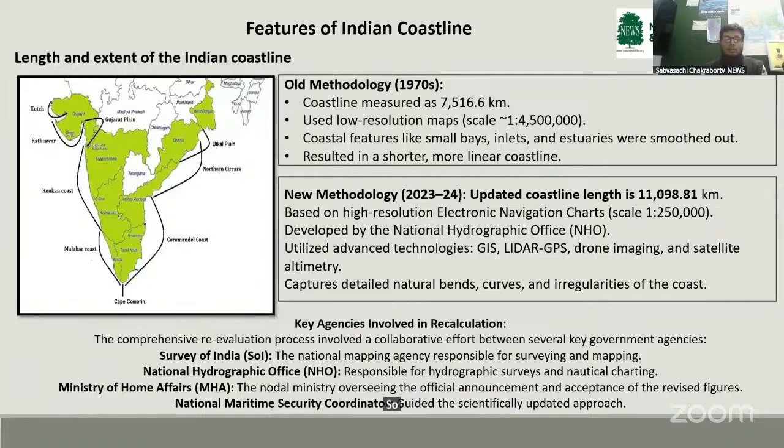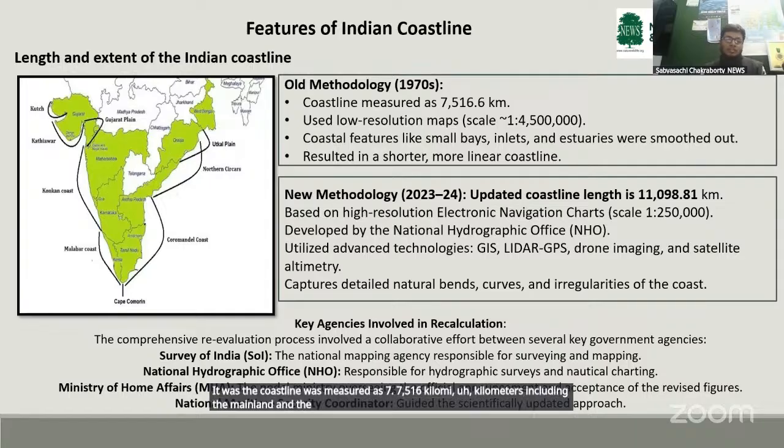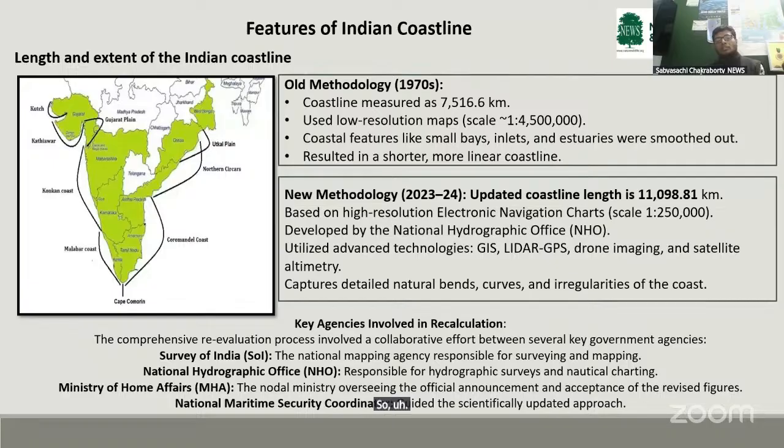Previously, from the 1970s, an old methodology was used when this entire Indian coastline was mapped. The coastline was measured as 7,516 kilometers, including the mainland and the islands. Old, low resolution maps were used, at a scale of 1 to 4.4 million.